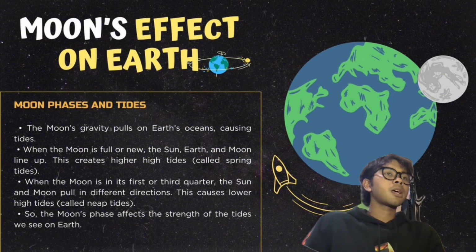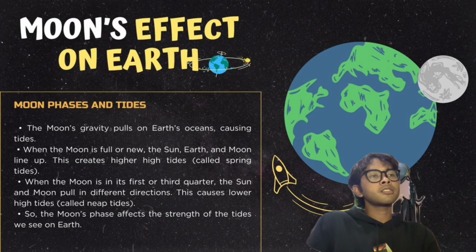So for the next part, I'm going to talk about how the moon affects Earth, especially when it comes to the tides. The moon might seem far away, but it actually has a powerful effect on our planet. One of the most important effects is how it influences the ocean tides. This happens because of the moon's gravity. The moon's gravity pulls on the Earth's oceans, and this causes the water to move, creating what we call the tides.